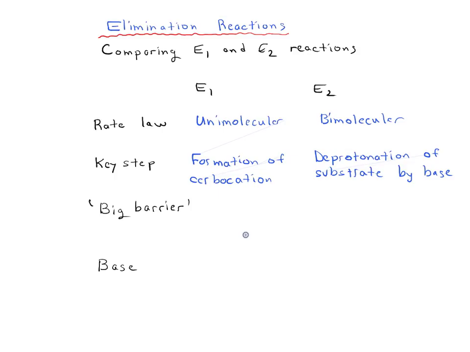Now the big barrier, the thing that limits this reaction from occurring in the case of the E1, is essentially how stable is the carbocation. So carbocation stability really is, so tertiary is going to be faster than secondary, which is going to be much faster than primary. And that's really what prevents or assists the E1 reaction from occurring, is how stable is that carbocation that we're forming.